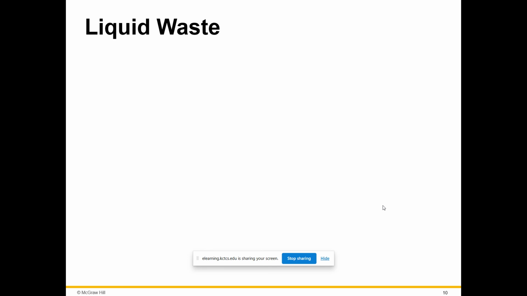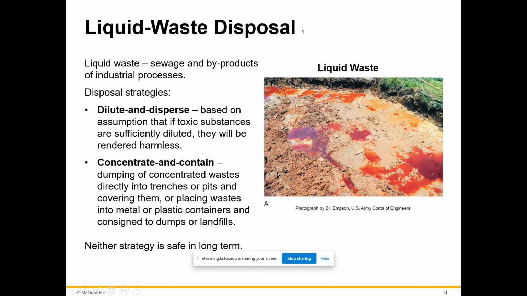All right, we are now moving on to liquid waste. Not all waste is solid waste. There are two major strategies to this. I think I've heard the solution to pollution is dilution, and that is to dilute and disperse.